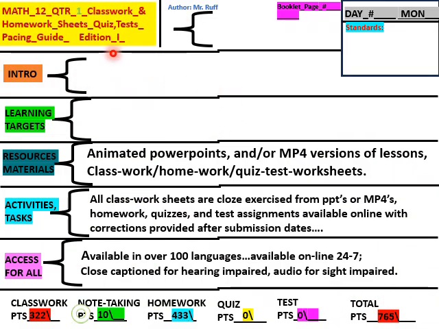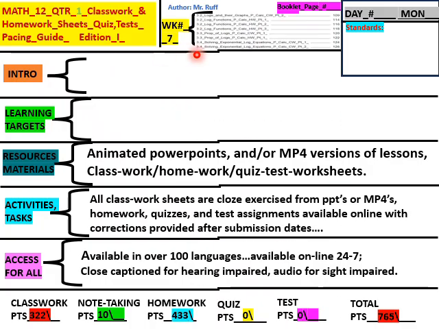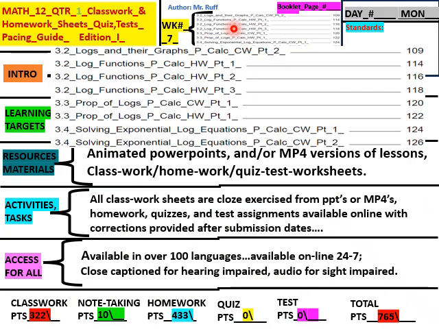And going into your Math 12 quarter 1 week 7, here are lessons for week 7, and they are 3.2 logs and their graphs, classwork part 2, and then 3.2 log functions, homework part 1, 2, and 3. And then 3.3 properties of logarithms, classwork part 1, and properties of logarithms, homework part 1. And then 3.4 solving exponential log equations, classwork part 1 and part 2. So that's how we finish up 3.4.